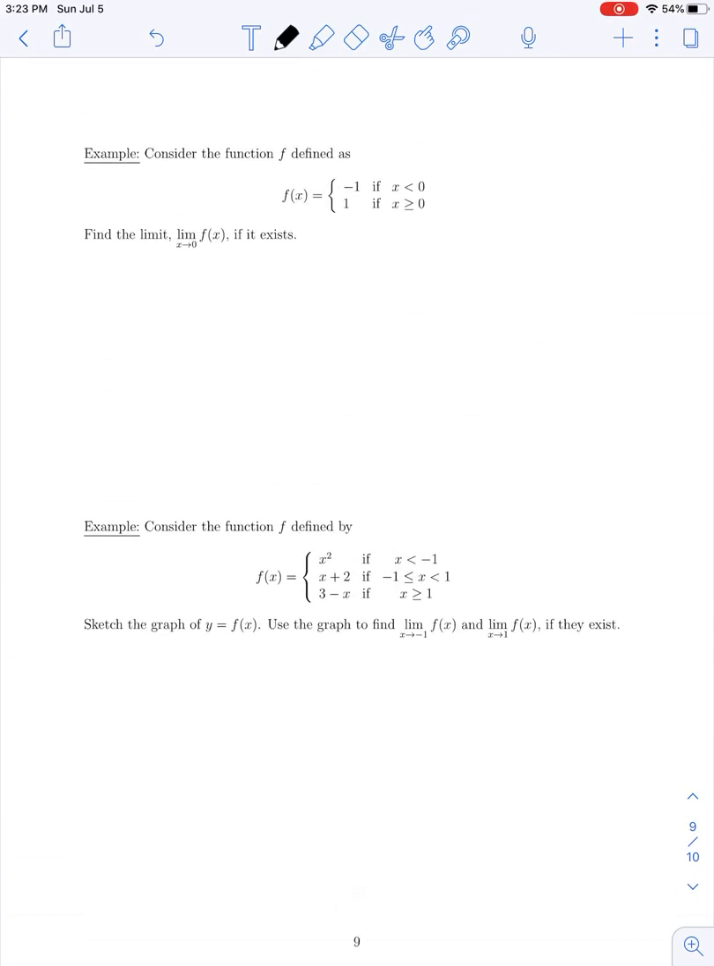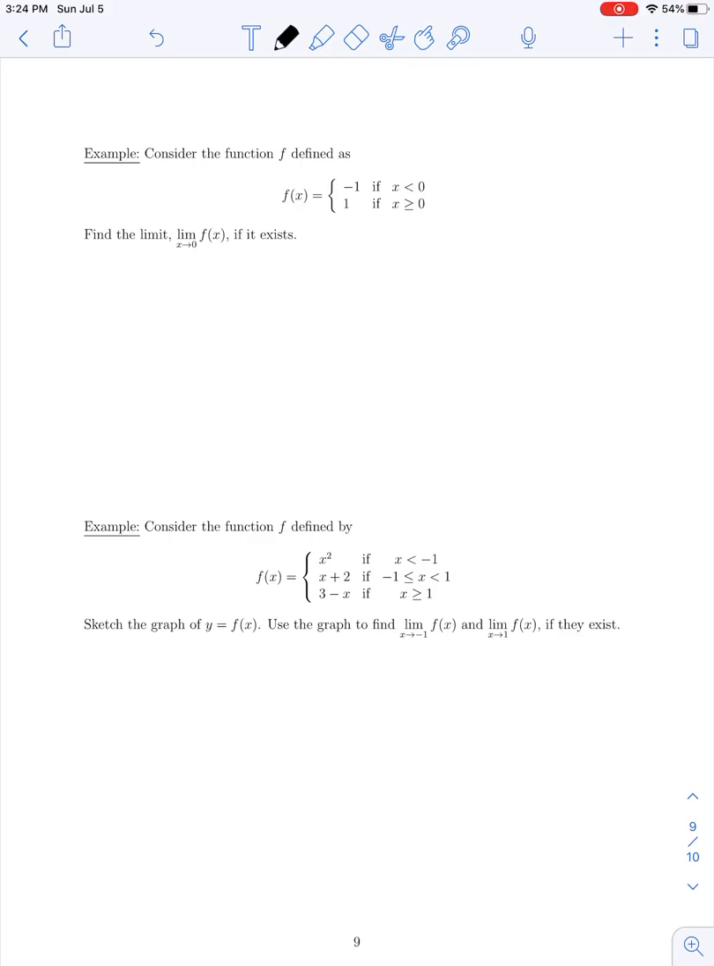So in our last couple of examples, let's consider piecewise defined functions where a limit may not exist. In this first example, we are asked to consider the function f defined as -1 if x is less than 0, and +1 if x is greater than or equal to 0. And we're asked to find the limit as x approaches 0 if it exists.